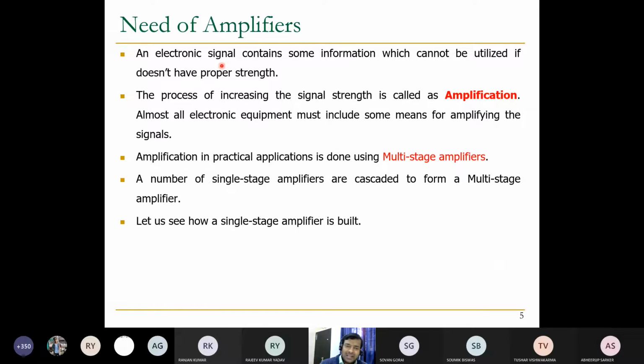So now, an electronic signal contains some information which cannot be utilized if it does not have proper strength. It's true. If your signal is a poor signal or weak signal or low strength, then you can't use it. Then the whole device, the whole system, whatever you have developed, or maybe any company has developed, will be meaningless. You can't use it for practical applications. So always think about it.